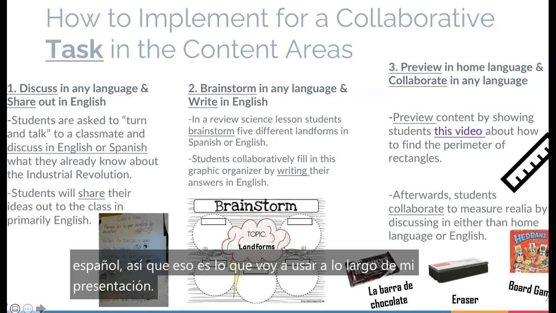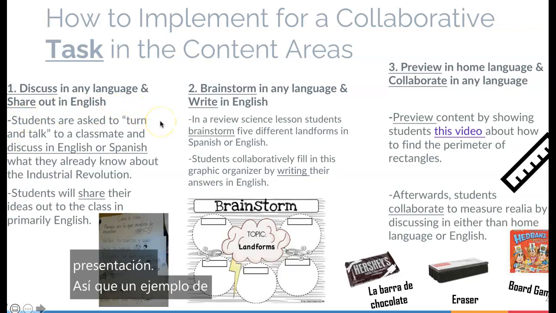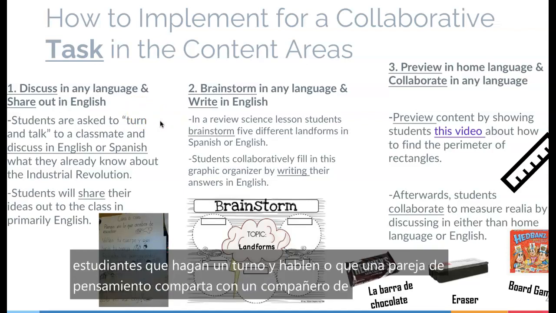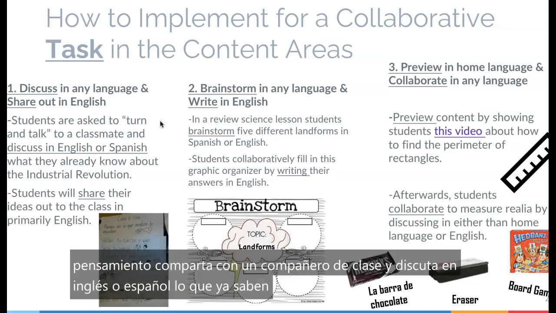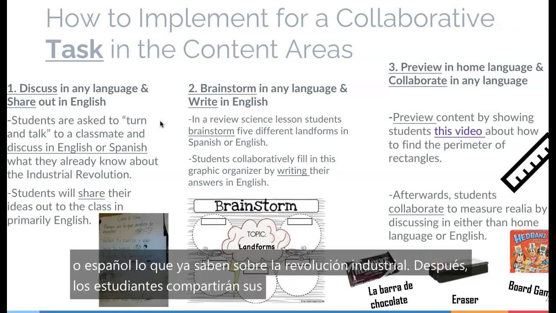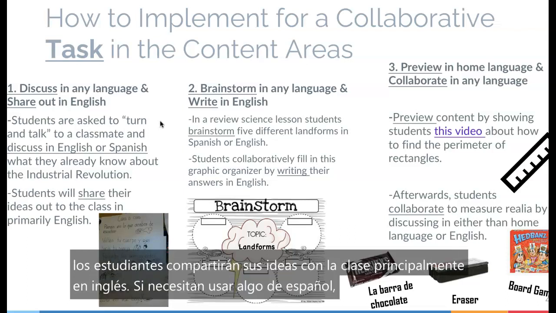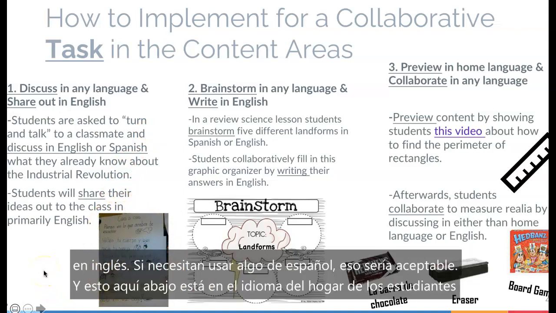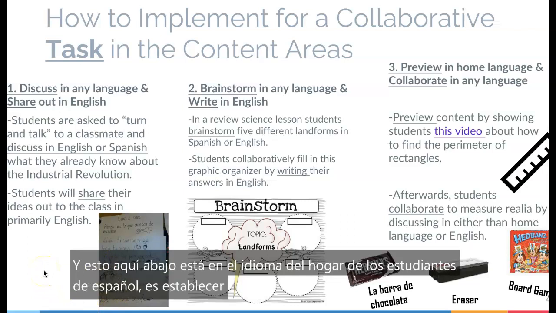So an example of this would be students are asked to do a turn and talk or like a think, pair, share to a classmate and discuss in either English or Spanish what they already know about the Industrial Revolution. Afterwards, students will share their ideas out to the class in primarily English. If they need to use some Spanish, that would be acceptable. And this down here is in the student's home language of Spanish. It's set directions for how the turn and talk should look.